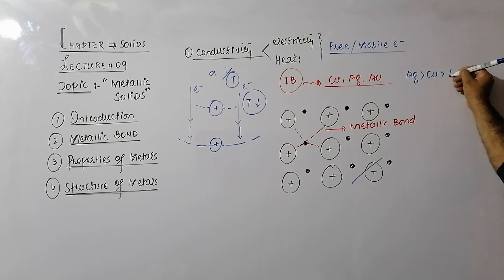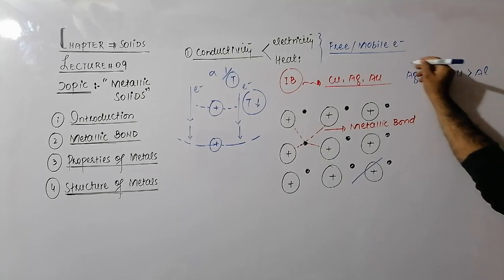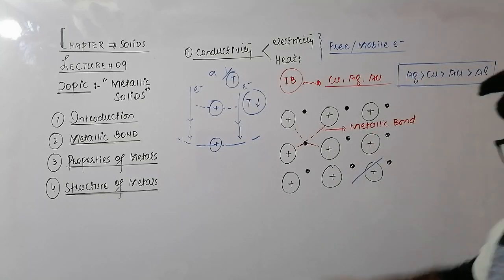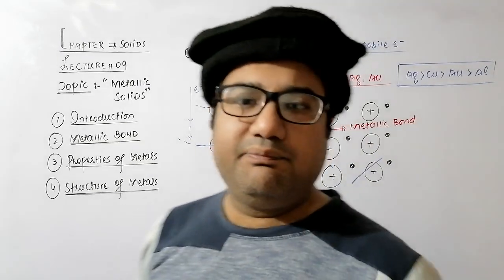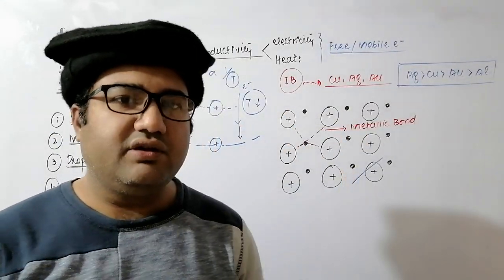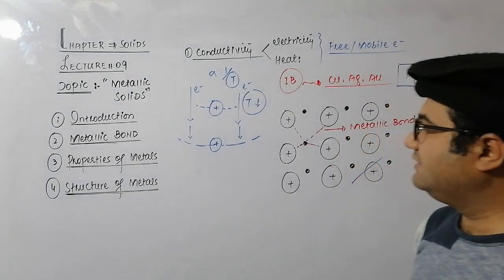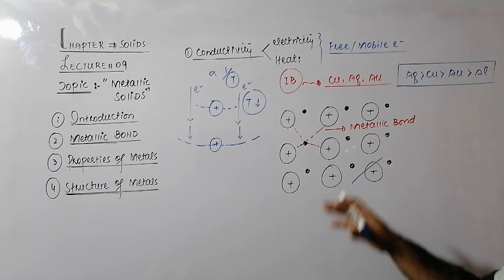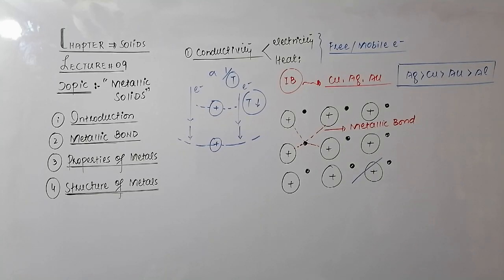Silver, copper and gold. And the fourth one is aluminium. So these are the four elements of the periodic table with respect to their conductivity. And the best conductor in the periodic table is silver. Under normal conditions, it is regarded as the best conductor of electricity. So that was about the conductivity of the metal.